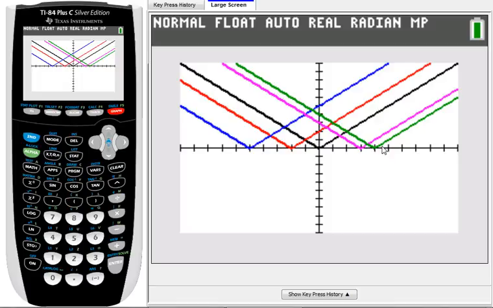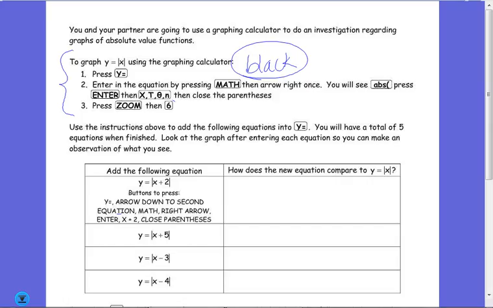Okay, so from this black equation to all of these, if you notice, the shape didn't change at all. All that happened was things were moved. So the black one to the original red one. If you notice, all we did was take the black one and move it 1, 2 to the left. So you should have written down in this first block, left 2.